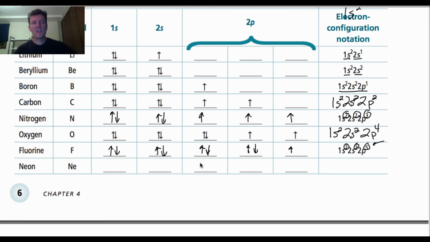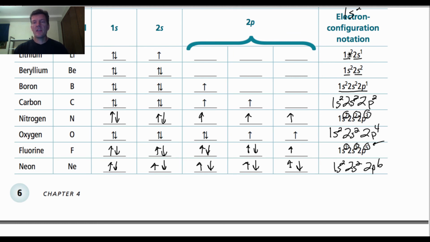Okay? Now when we get to neon, neon's going to have 10. Look at this. 1, 2, 3, 4, 5, 6, 7, 8, 9, and 10. 1s2, 2s2, 2p6. And notice everything is full here. If we had one more electron, we'd have to go to the third energy level.